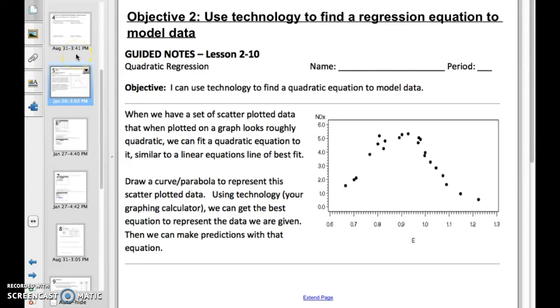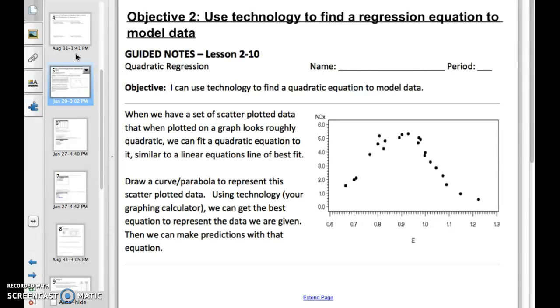Alright, your second objective in part 3 of module 2 of quadratic functions and graphing them is to use technology to find a regression equation to model data. A regression equation is just a specific quadratic function, a y equals ax squared plus bx plus c function in standard form that represents a specific set of data points.